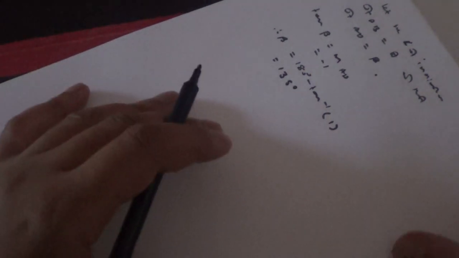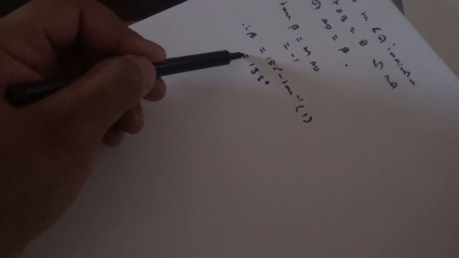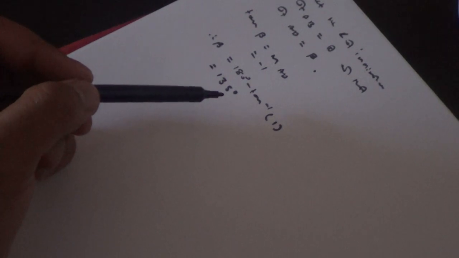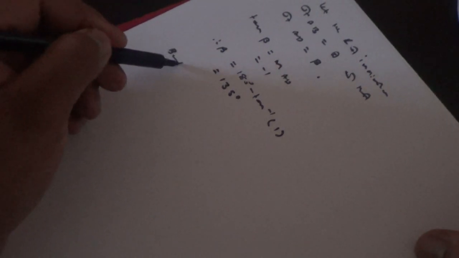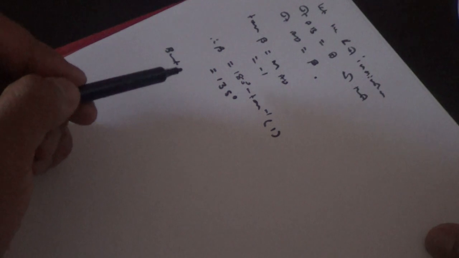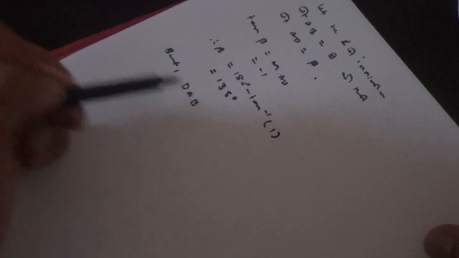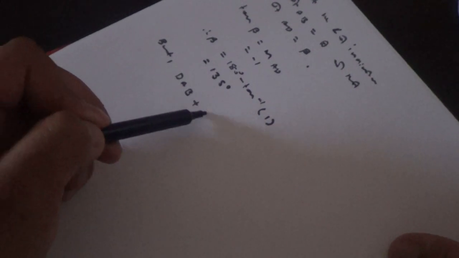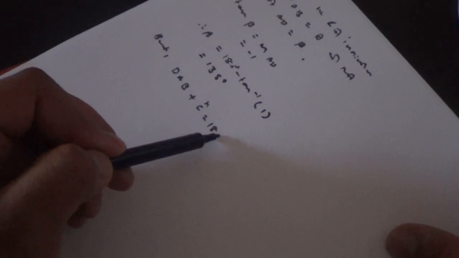So before the battery dies, let's just finish this thing. Okay, we have our beta. I think it's not too bad, though. So what do we want? We want theta. But then we can say, we know that angle DAB plus angle C equal 180 degrees. Okay, the reason is these are the opposite angles of a cyclic quad. Opposite angles of a cyclic quad.